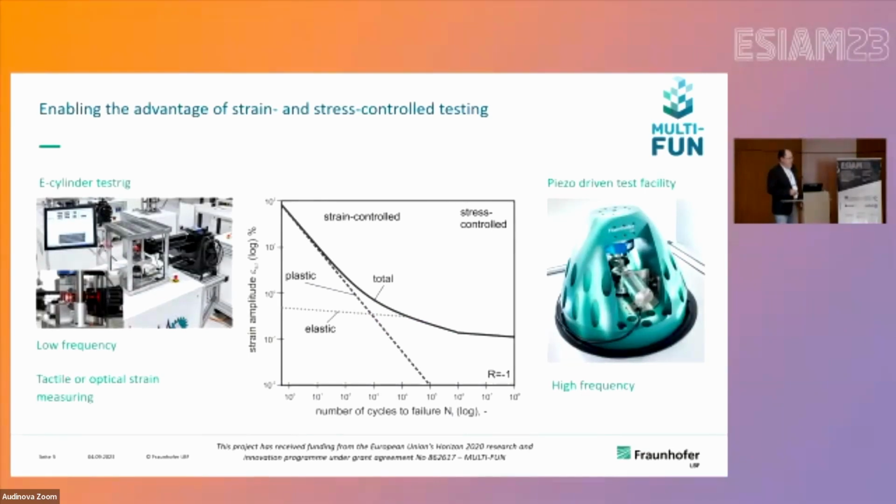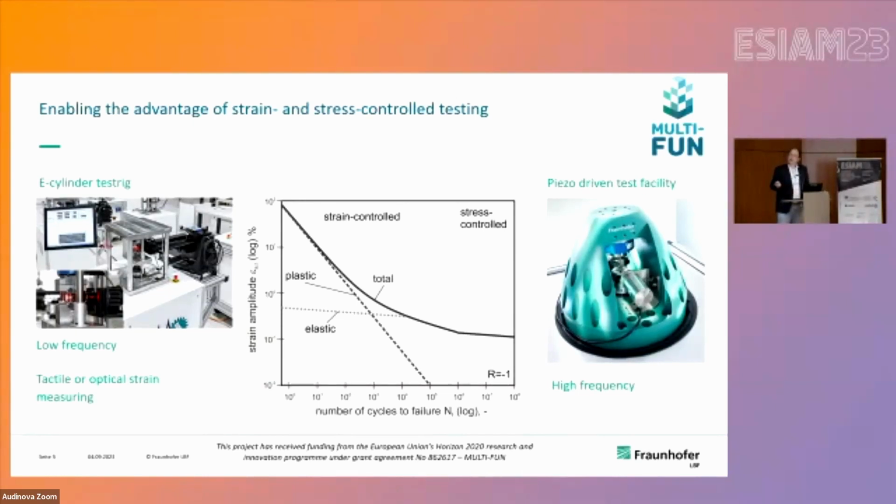Then we want to have the advantage of strain and stress control testing, keeping in mind in this case the measurement uncertainty. That means in case of plasticity, it's better to perform strain control tests. And in case of macroscopic elastic material behavior, you can increase the testing frequency without losing information if you go on with force control testing.